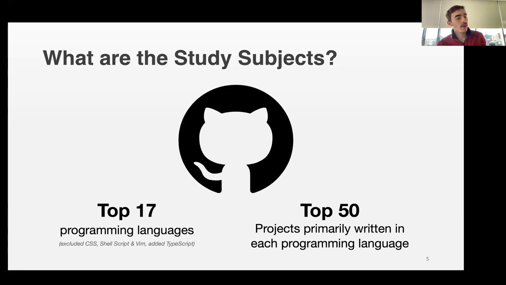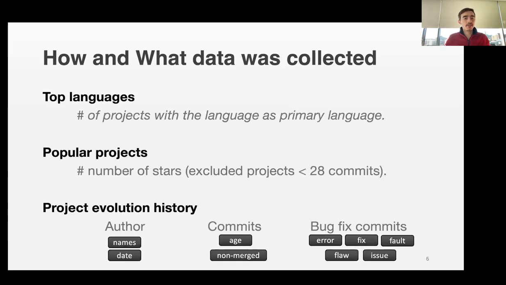So what are the study subjects? They took the top 17 programming languages from GitHub. It was actually 19, but they excluded CSS, ShellScript, and Vim, and added TypeScript, which is a superset of JavaScript. And they took the top 50 projects primarily written in each programming language. We'll see how they did this. So how and what data was collected? For the top languages, they searched throughout all the projects on GitHub and counted the number of projects with the language as primary language. They checked if a language was a primary language by counting the number of files that had that extension in the project.